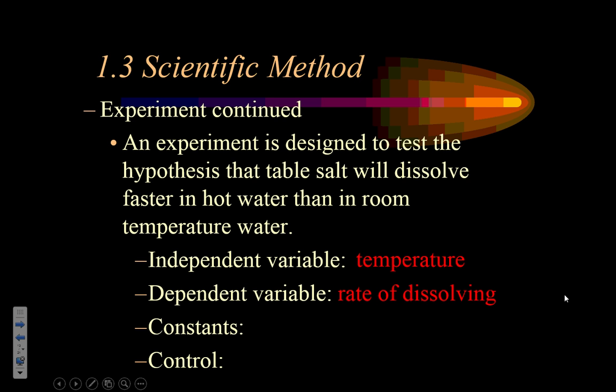Now constants. Anything else that might affect how fast this dissolves, I want to make sure is held constant, so that it doesn't have a potential effect on the dependent variable, and I can isolate that every change in the dependent variable was caused by the independent variable. So things I might want to keep constant: how much salt? Maybe that has an effect on how fast the salt dissolves. So I want to always use a uniform mass of salt.